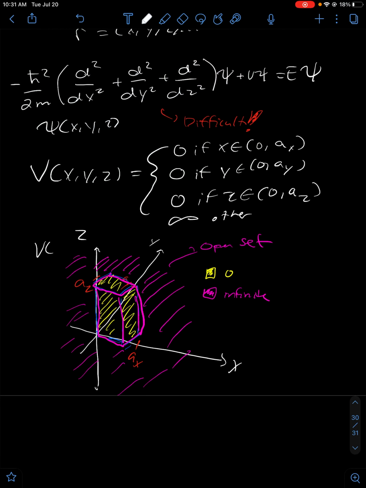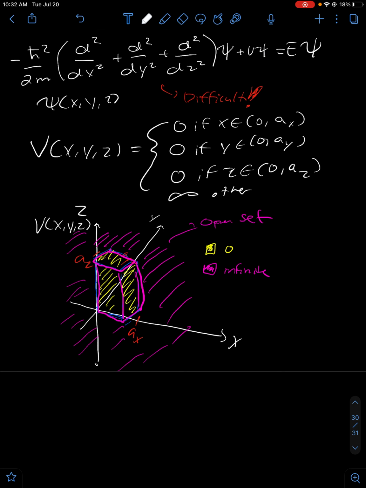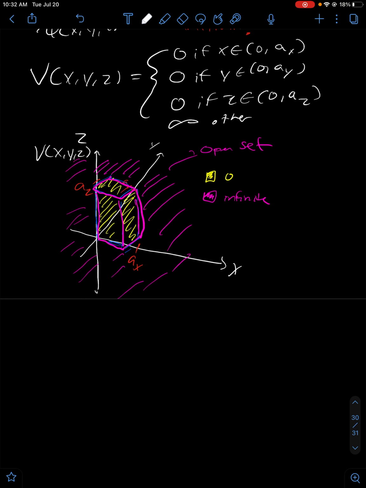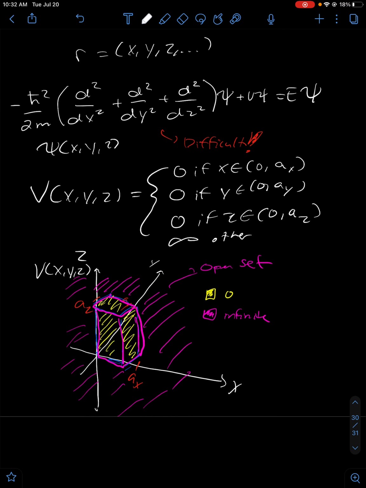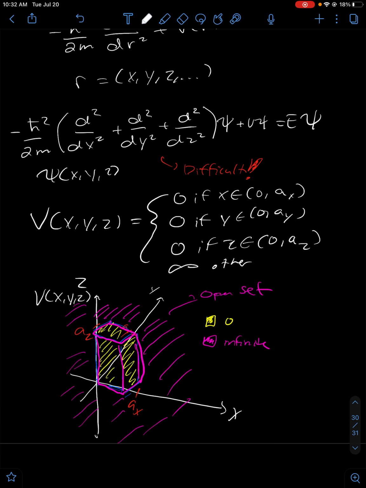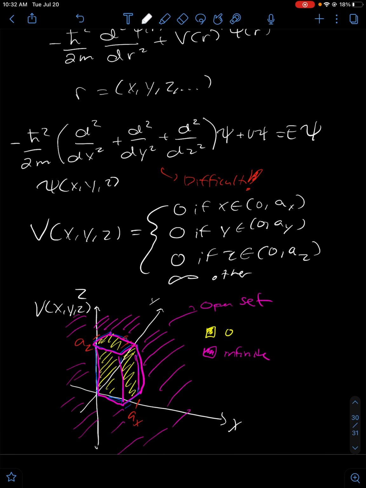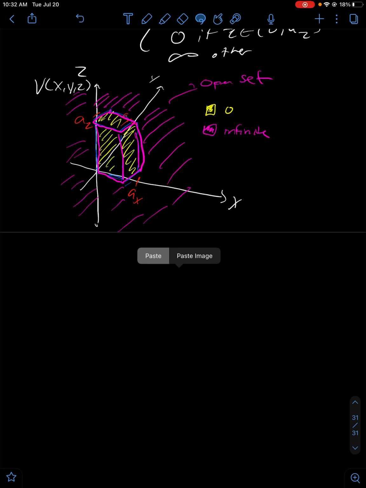So the particle can of course not have an infinite potential energy. So the particle is only constrained to be inside of the box. So let's go about solving this equation to find the n-fold degeneracies of the energy. So let's just copy this and paste it again.